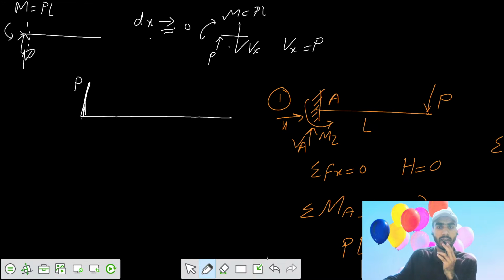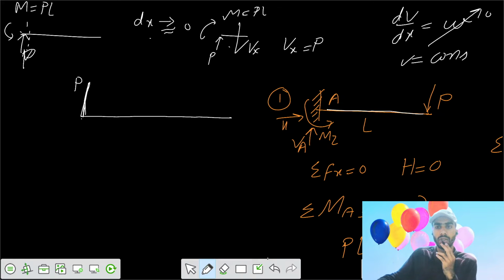Then in this region there is no external load. Since there is no loading intensity in the length L, we have that V equals a constant. So your shear force would remain constant, and we can go straight up to the point just to the left of P.